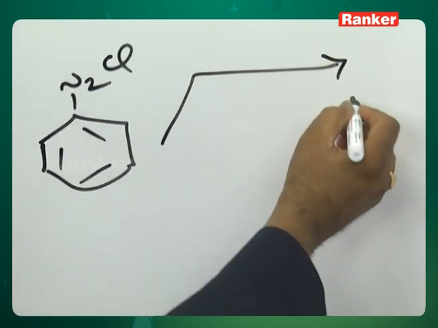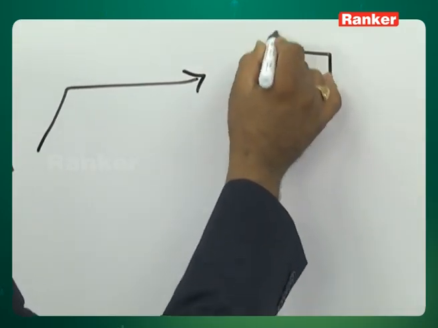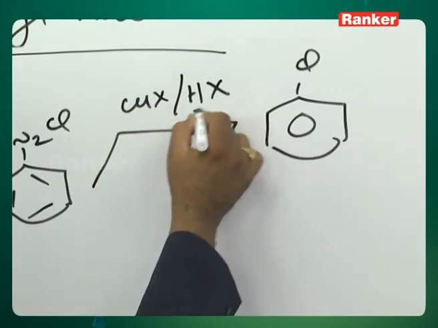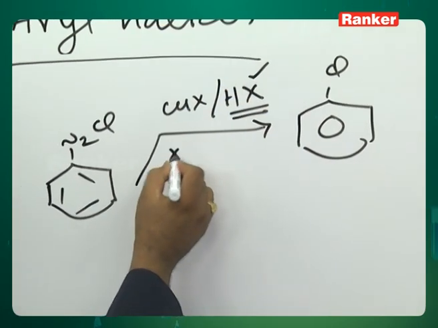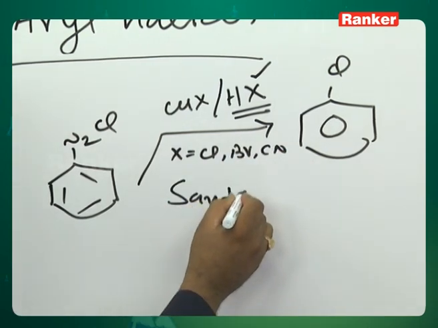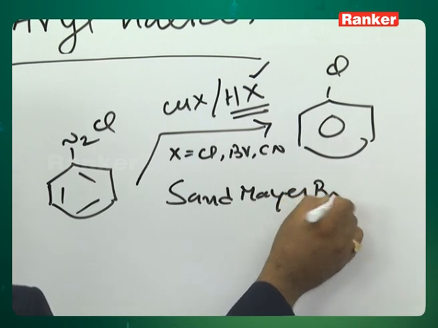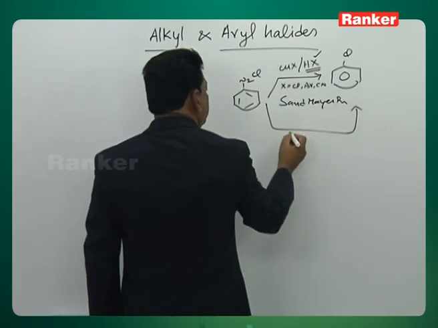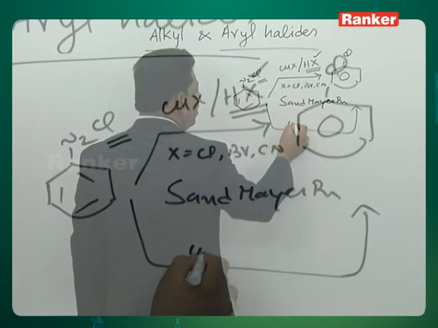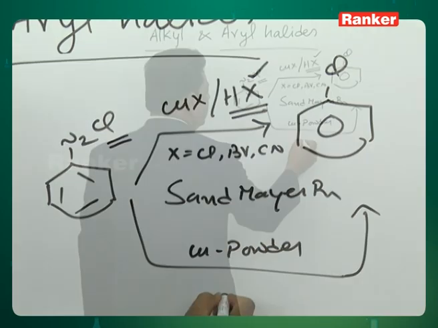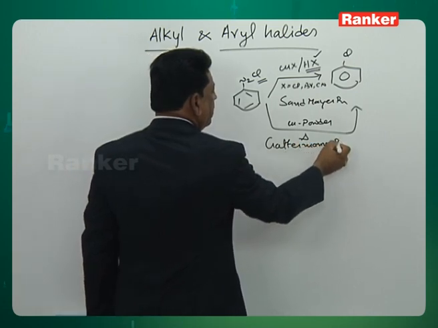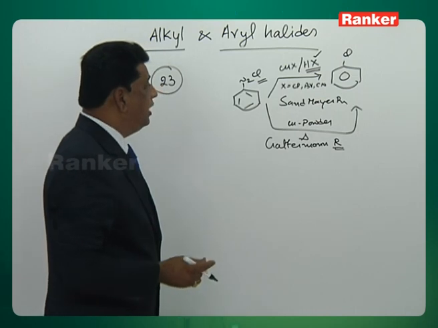It can be converted into chlorobenzene in 2 ways. One is treating with CuX in presence of HX, where HX is the reagent and this is the catalyst, where X can be chloro, bromo and also cyanide. This is known as Sandmeyer reaction. It can also be prepared in the same way by using the chlorine already there in your diazonium chloride. Therefore, just add some copper powder and heat it. This is known as Gattermann reaction. It will lead to the same chlorobenzene.